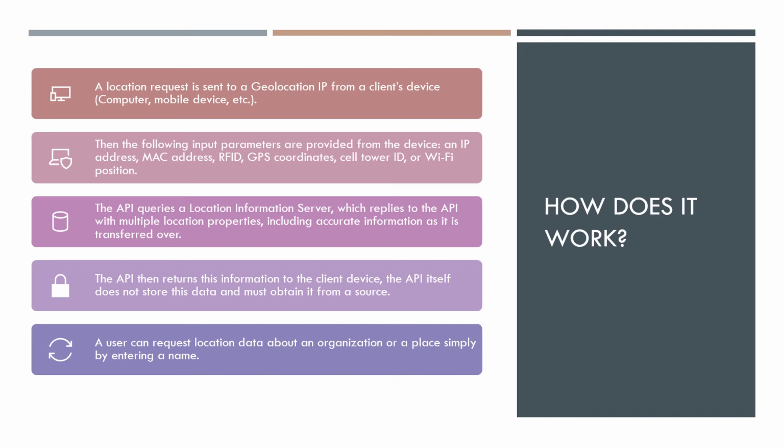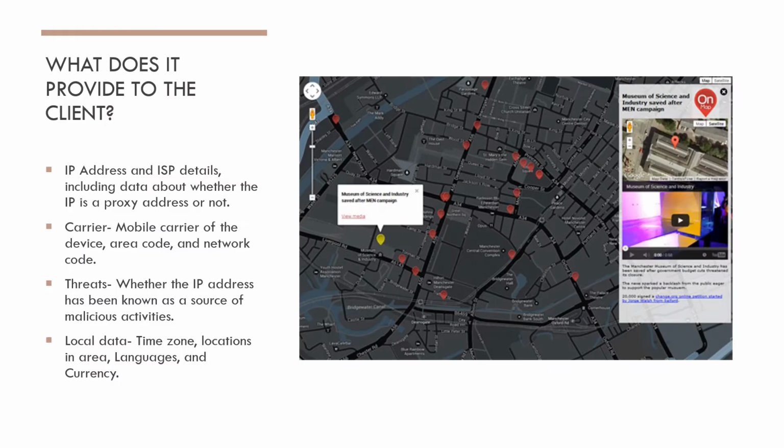A user can request location data about an organization or place simply by entering a name. So basically how it works, say I enter Pizza Hut. It looks through the server of all the information that it has on file. It goes, okay, Pizza Hut, I have 15 different Pizza Huts. Okay, let's see where their locations are. Let's see the closest one. Okay, the closest one is East Main Street. So therefore, it's going to display the East Main Street Pizza Hut, for example.